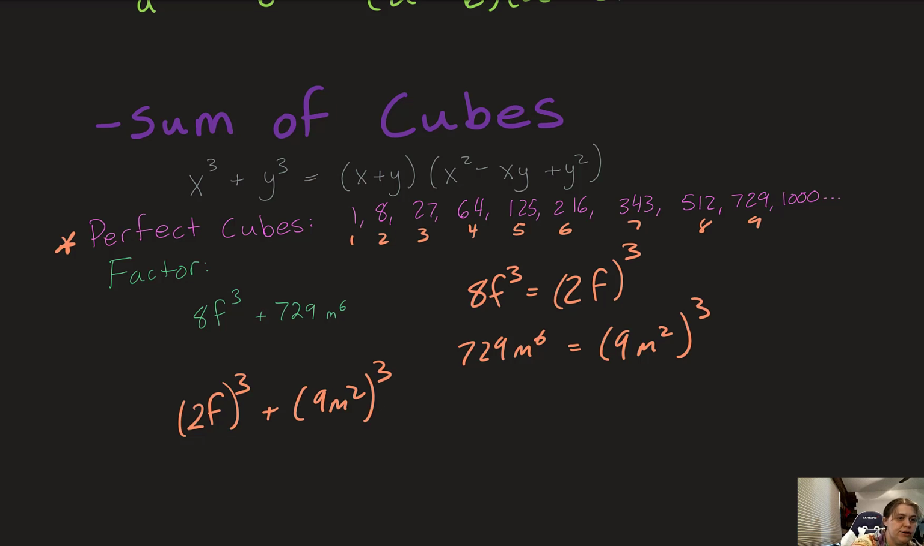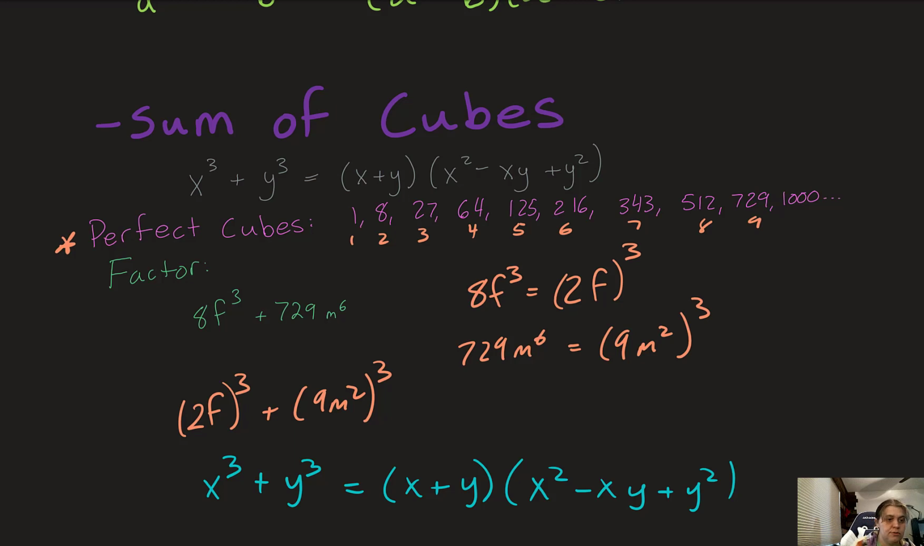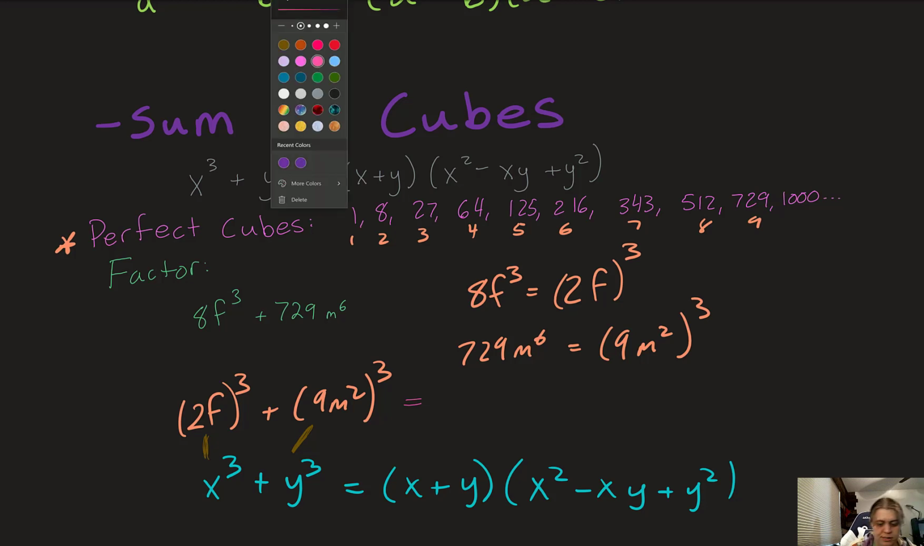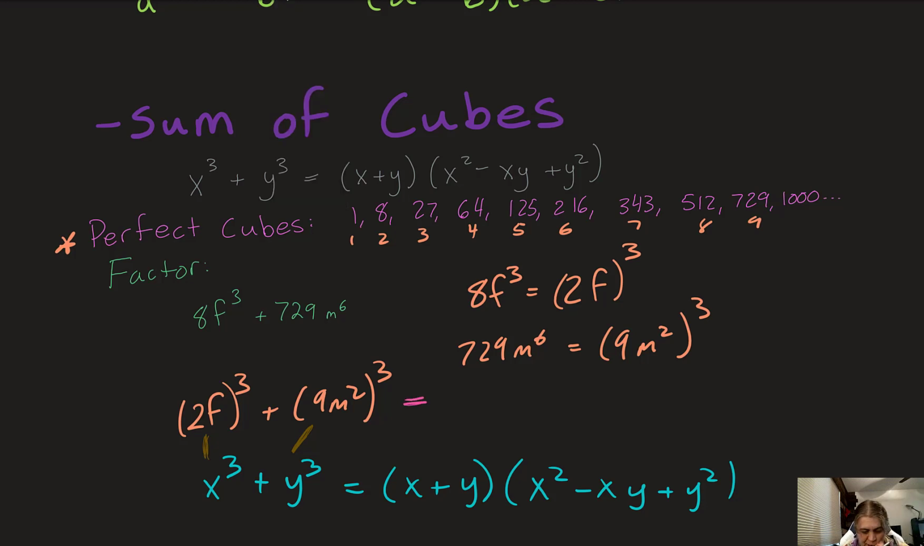Okay, so our pattern says that if we have something cubed plus something else cubed, that's going to become the two things added together. And then we do this goofy pattern over here off to the side. Okay, so let's go ahead and do that. So this is my A, and this is my B, or my X and my Y, as it were. So let's make that just a little bit bigger so it's the same as everybody else. There we go. All right, so we do the two things. So we have 2f plus 9m squared.